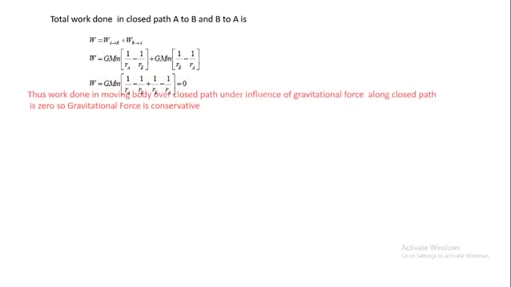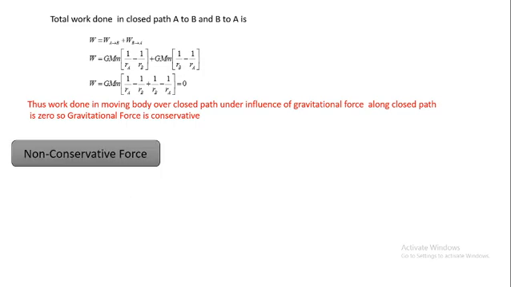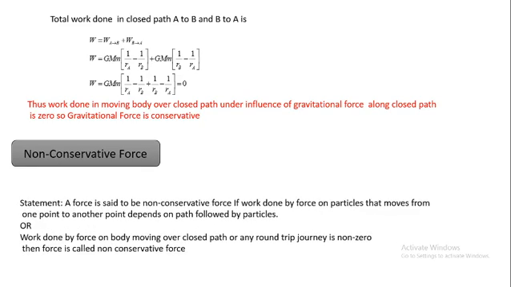So your gravitational force must be a conservative force. Thus, the work done in moving the body over the closed path under the influence of the gravitational force is 0. So gravitational force is a conservative force. Now next is the non-conservative force. If there is a conservative force, there is another part, the non-conservative force.